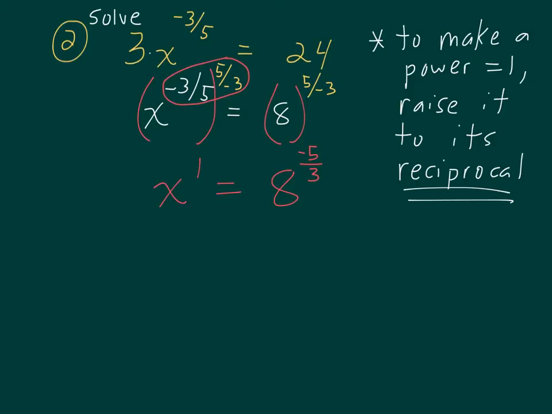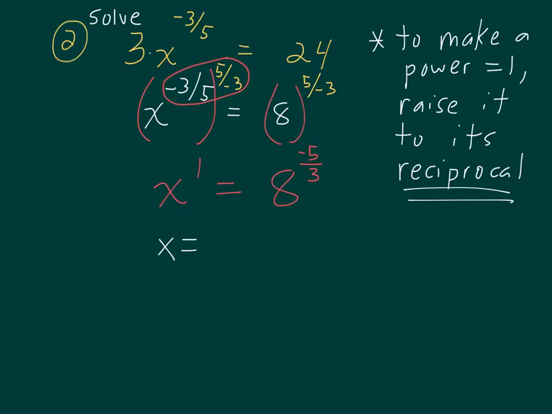To make a power 1, remember, you're going to just raise it to its reciprocal. So you're going to just simply flip it, keeping the sign the same. It's not an opposite reciprocal, we're not negating it. So to figure out what x is equal to, let's assume you're not allowed to use a calculator here.